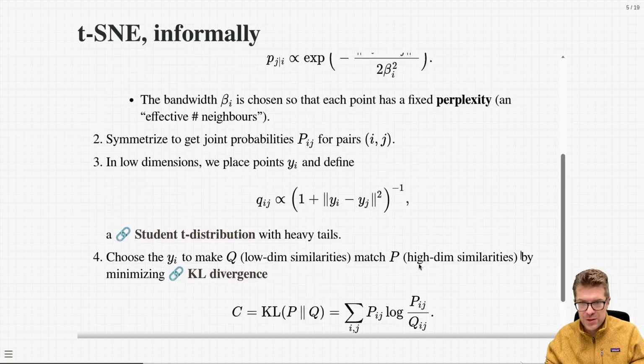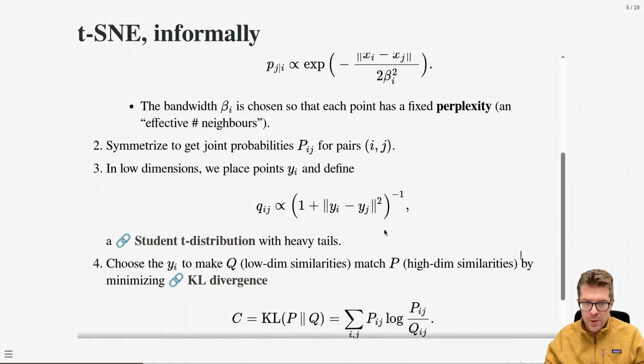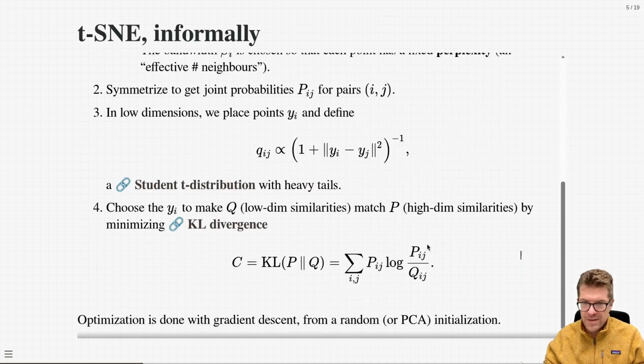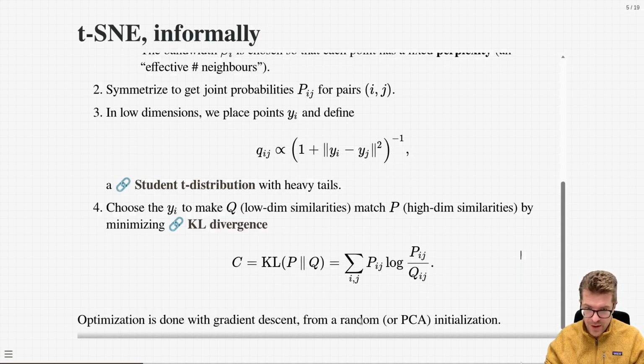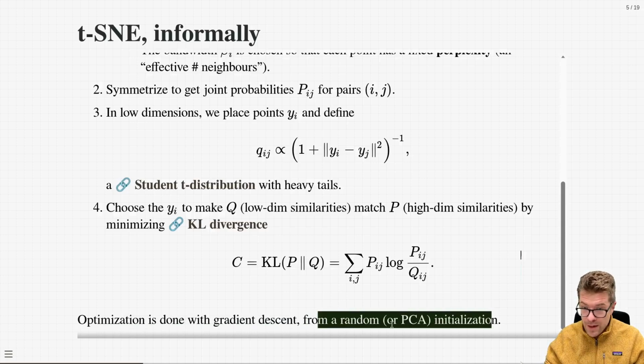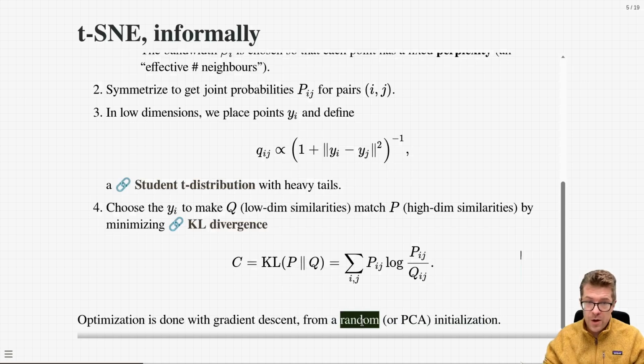So we have 2 distributions, P and Q, both defined by distances of points. We want these to be as close as possible, so we move points around to make them as close as possible. This is an iterative, potentially slow process. So optimization is going to be done with gradient descent. The details don't matter to us right now. It can start from a random initialization, so everything's totally random, or you can start with PCA to get your initial embeddings, but we'll see examples of each of these in a moment too.